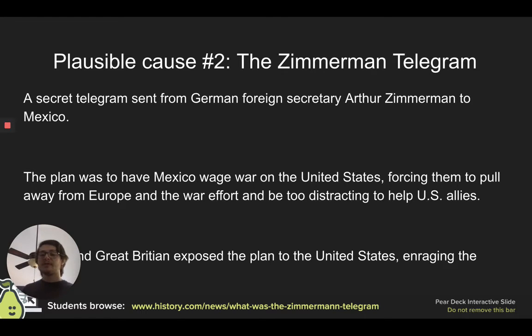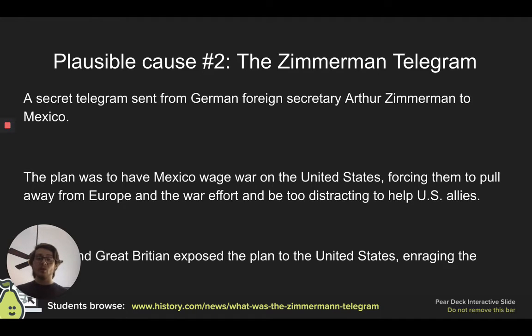The plausible cause number 2 is the Zimmermann telegram. So Germany basically needed America to stay as far away from the war as possible. Germany knew that America, the United States of America, is this big superpower. They have a huge military, huge weaponry. They would be a very big turning point if they sided with countries like France and Great Britain.